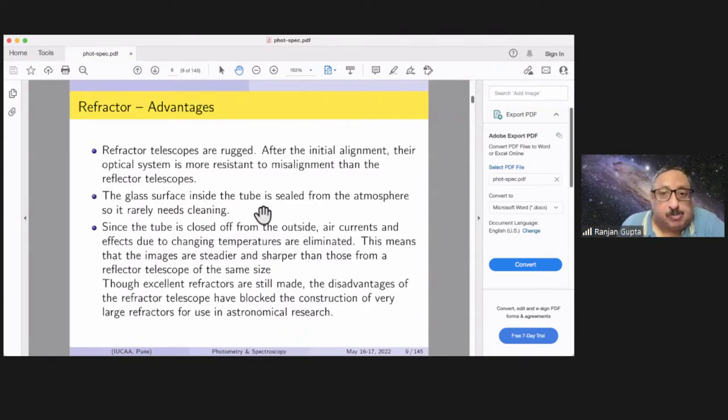So what are the advantages? As I said, once you align, it doesn't go misaligned.